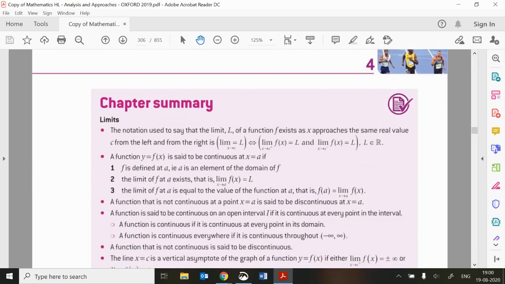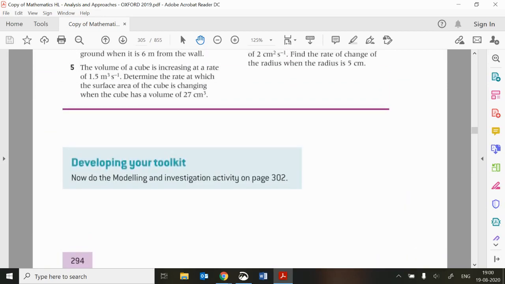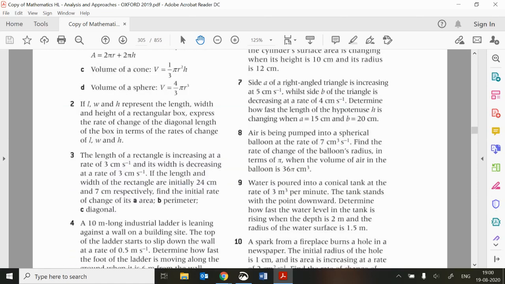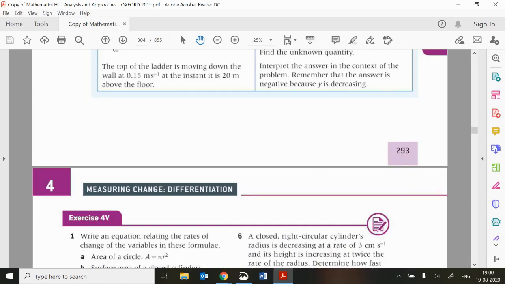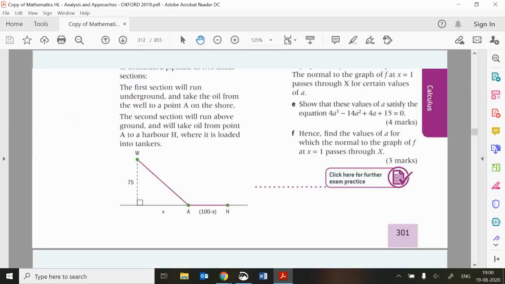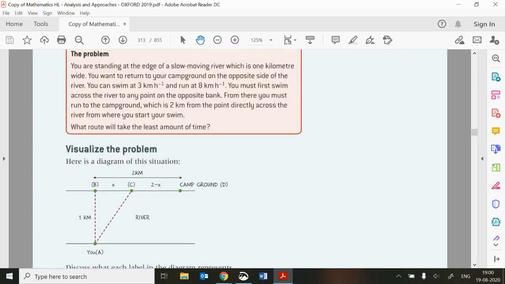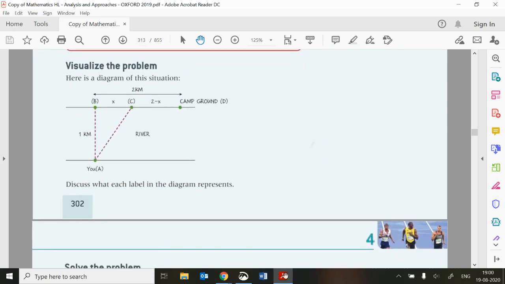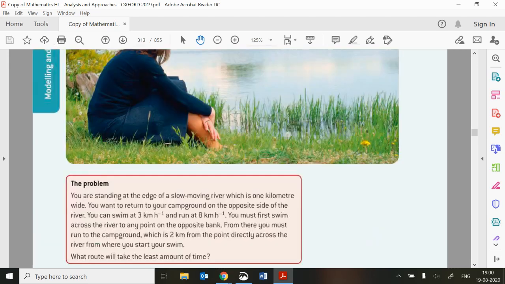And then finally, it says now do the modeling and investigation activity on page 302. It's telling you to go backwards. And where's 302? 302 is telling us to go forwards. It's saying that you could do this river crossing thing. Okay, so that's quite nice. There's a river crossing problem there. It's obviously going to be relatively tricky, and this is a problem which you could potentially do as an IA and then make it more complicated. So that would be a nice starting point for an IA.